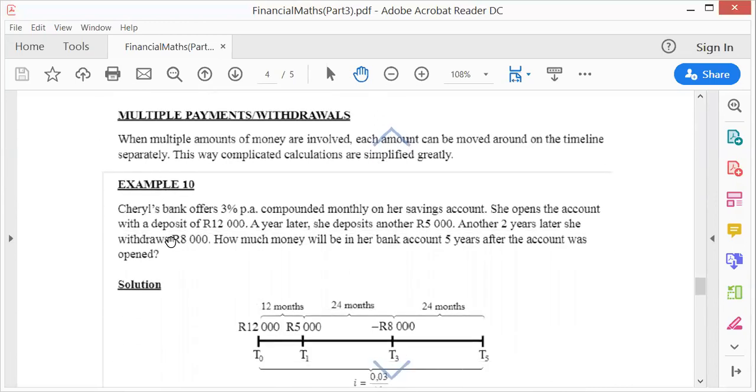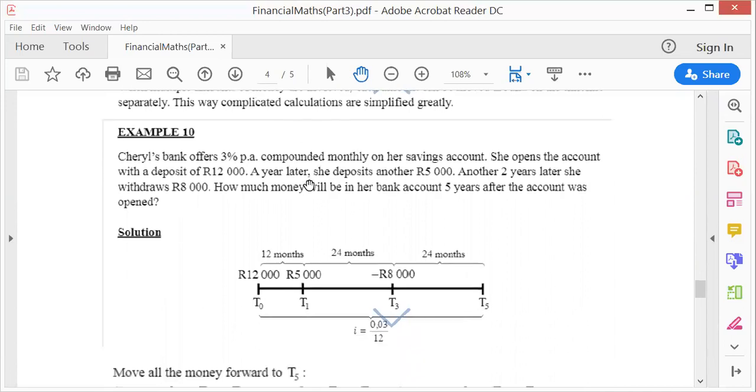Multiple payments and withdrawals. Let's see how this happens. When multiple amounts of money are involved, each amount can be moved around on the timeline separately. This way we avoid complicating calculations. So let's see how we can do this one.